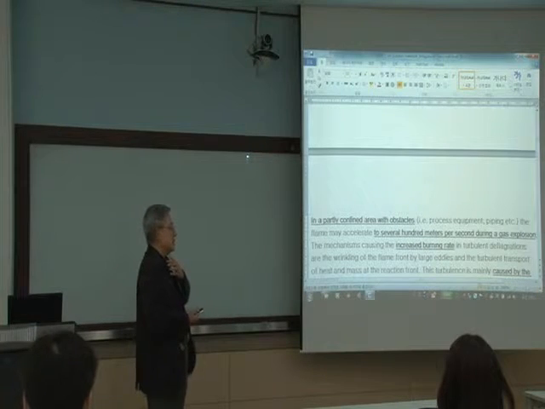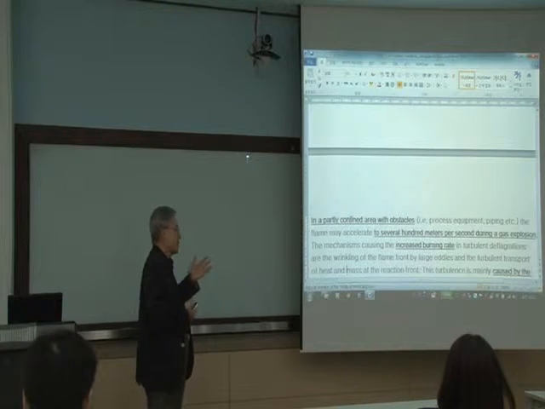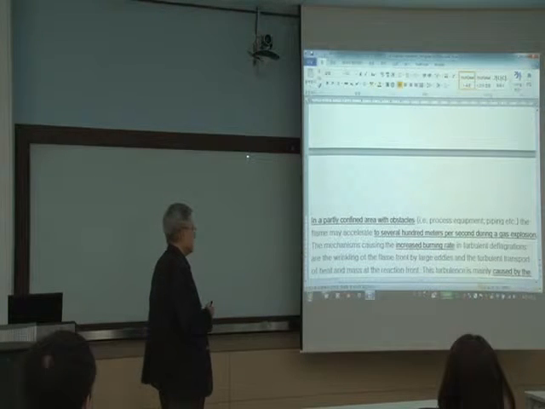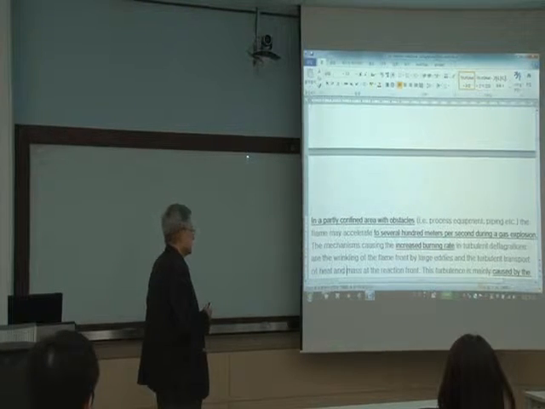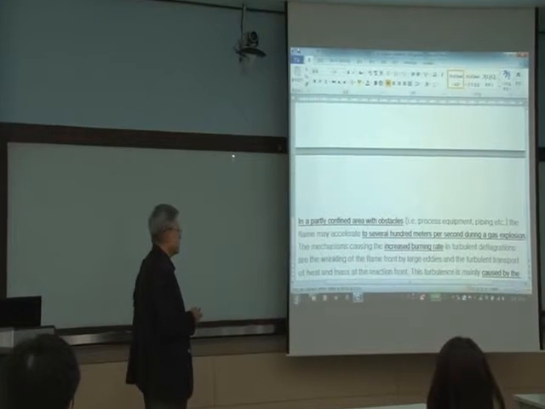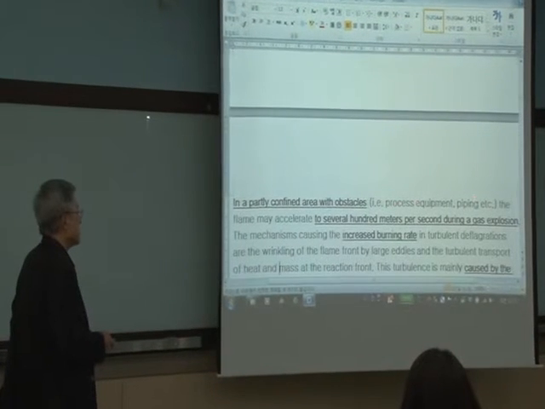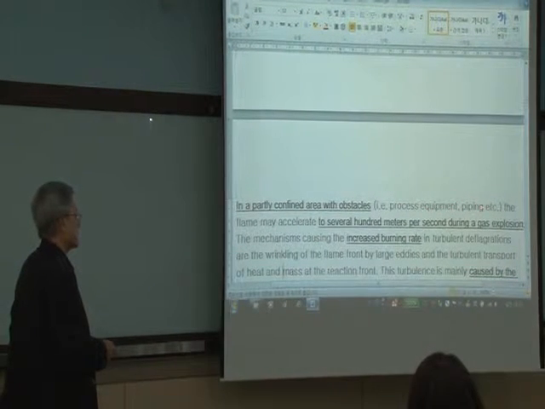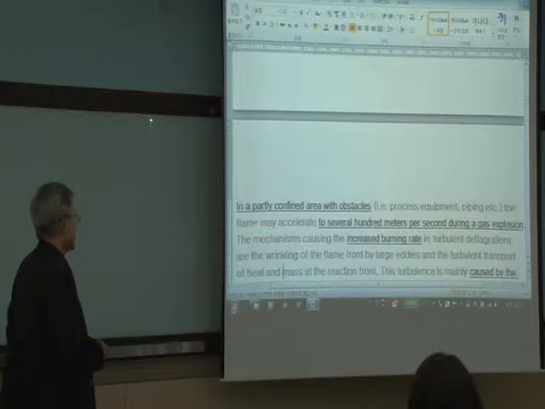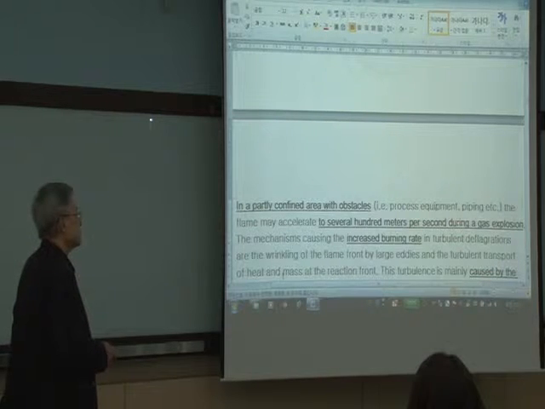Something is there in the path of the gas-air mixtures, the vice versa here, and the processing equipments, pipings, etc. The flame may accelerate to several hundred meters per second during a gas explosion. So it causes the increased burning rate.